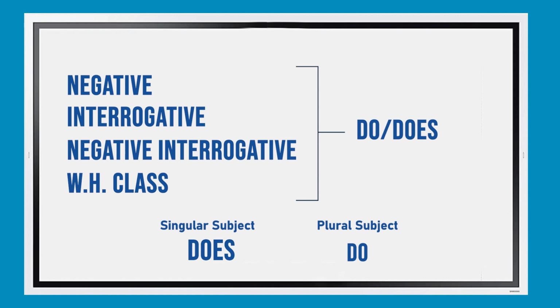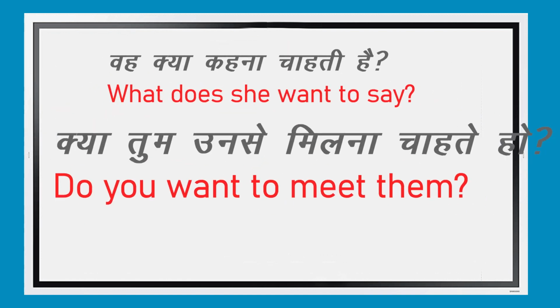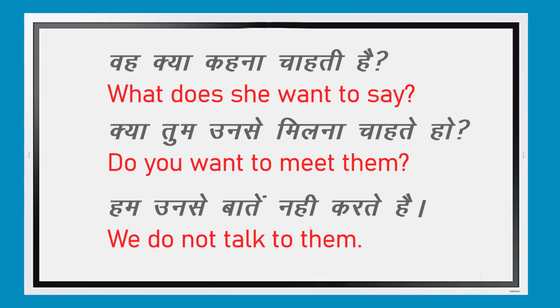We have some examples. वह क्या कहना चाहती है? What does she want to say? क्या तुम उनसे मिलना चाहते हो? Do you want to meet them? हम उनसे बातें नहीं करते हैं. We do not talk to them.